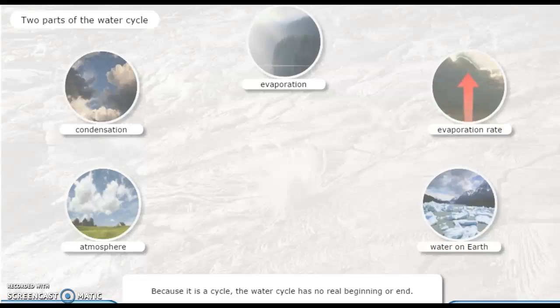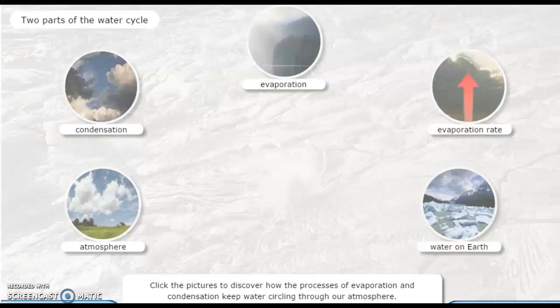The water cycle has no real beginning or end. But let's pick a part of the cycle and begin our exploration there. Click the pictures to discover how the processes of evaporation and condensation keep water circling through our atmosphere.